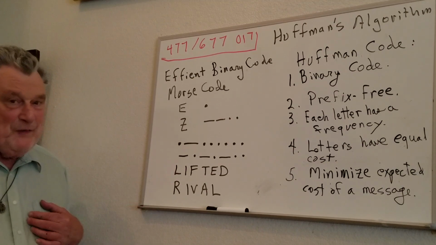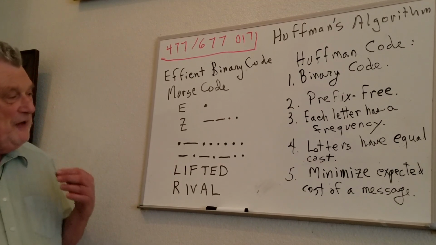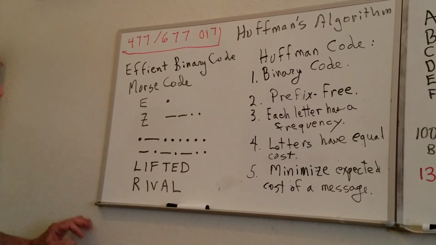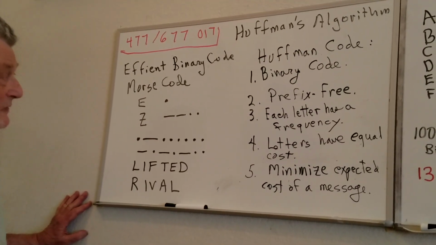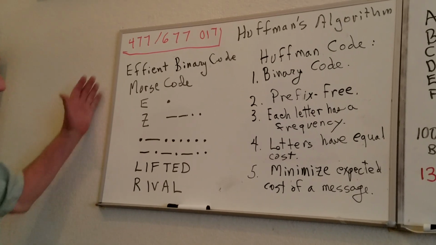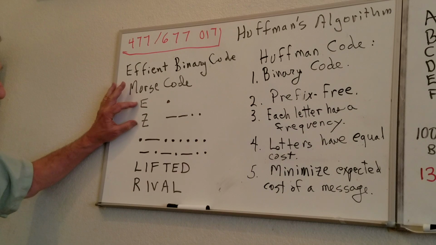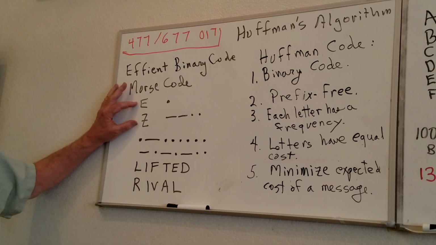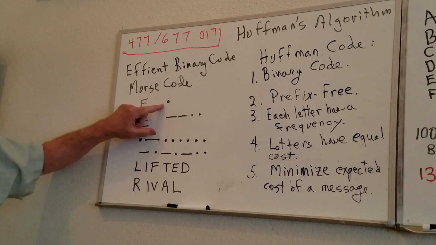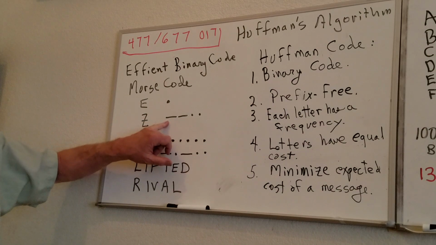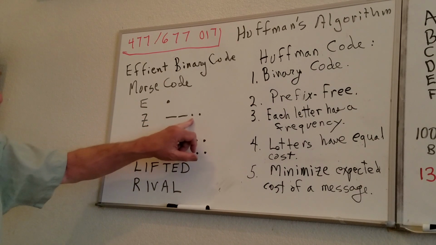I'm Dr. Larmore, as you know, and today I'm going to talk about Huffman's algorithm. Now, the problem is efficient binary code generation. So let's first talk about Morse code. Morse code has dots and dashes, and E, being the most common letter, has the smallest code string, namely just a dot, while Z, being the least common letter, has a long one, namely dash, dash, dot, dot.